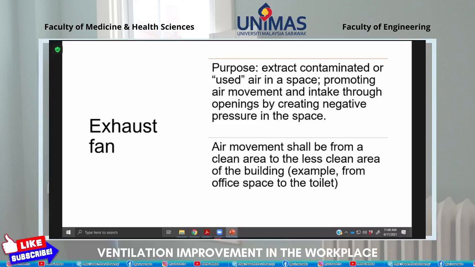If we are installing an exhaust fan, we have to make sure that the air movement is from a cleaner area to a less clean area. For example, if we have a living room and a kitchen, make sure that we install the exhaust fan in the kitchen, so that it will draw the air from the living room towards the kitchen. The kitchen is considered less clean in terms of air quality compared to the living room. So that's the idea of moving air from the clean to the less clean area.